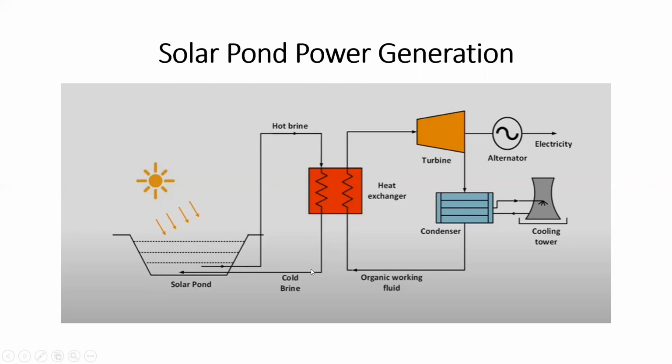So we circulate the cold water, cold brine, to here, and the hot water is taken from here. There is a heat exchanger, and the turbine is activated by this temperature difference. There is a condenser, and the cold water condenses, and there is a circulation of organic fluid, and we get the electricity here.